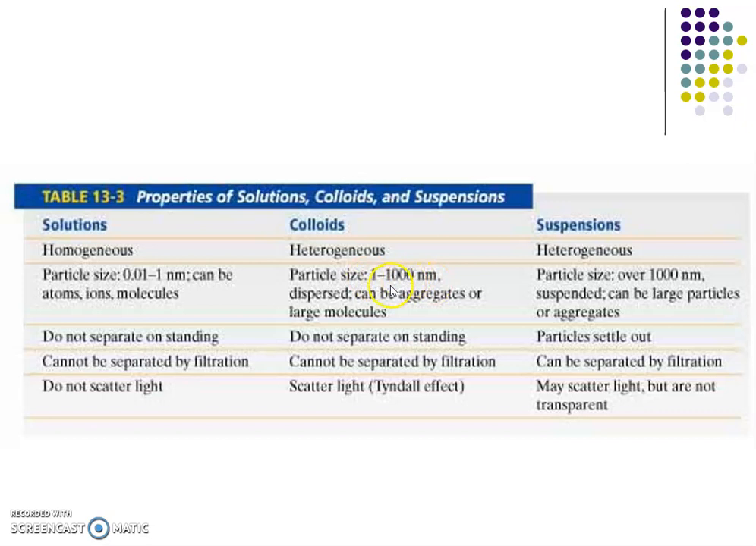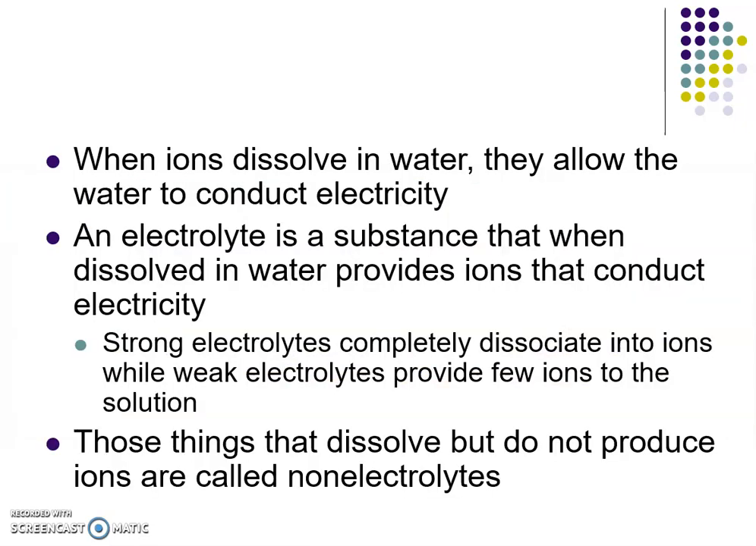Medium-sized particles are between those two. They don't separate, so they stay evenly distributed. They will go through filter paper, but the main thing is they scatter the light. So you can kind of see them, they can be illuminated, and you can see those.